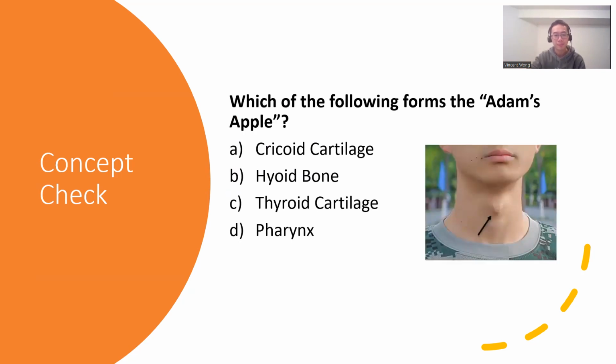Okay, how about this one? C. That's right. It is the thyroid cartilage. Yeah, the thyroid cartilage, C. It's more prominent in males than in females, and only after puberty, right?